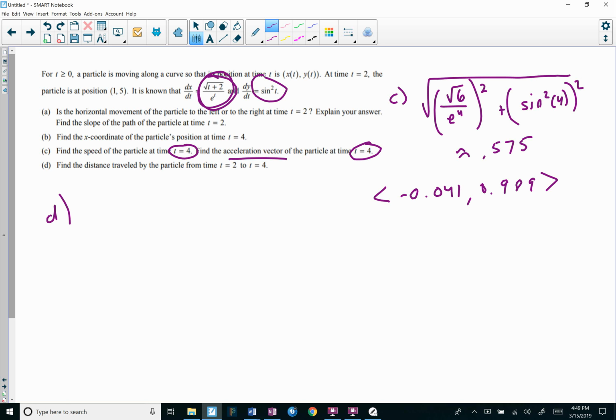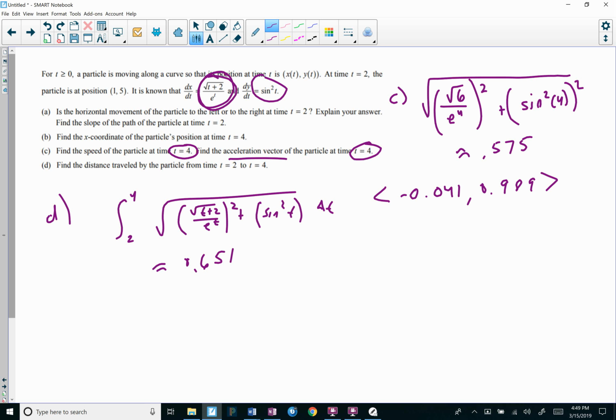Part D, distance traveled. Well, that's another Cintiq card. So we're going from t equals 2 to 4. Now we're in both variables. So remember, it's the square root of dy/dt squared plus dx/dt squared. In our case, they already have the derivatives there. We get approximately 0.651. And that was worth 2 points as well. So very straightforward question if you know your Cintiq cards.